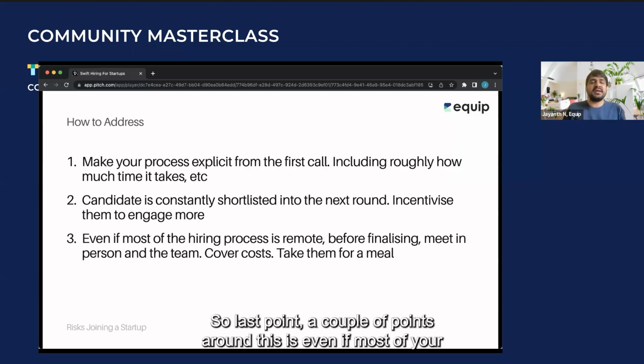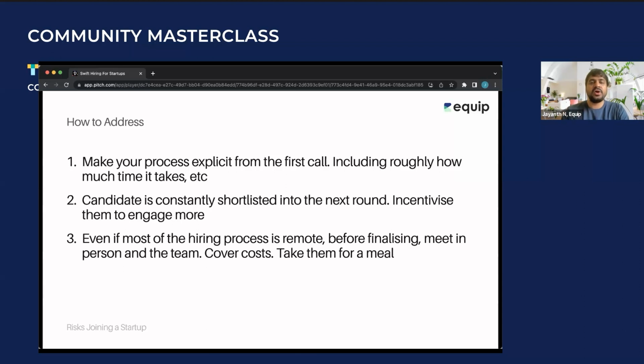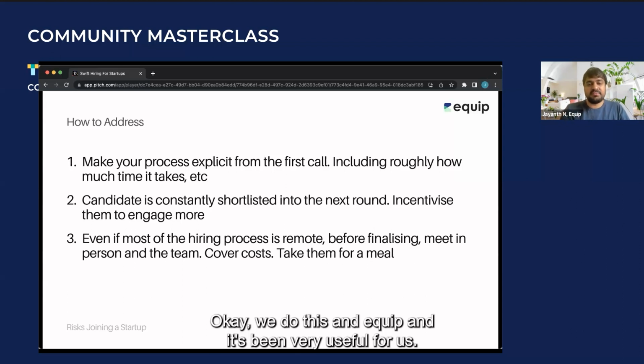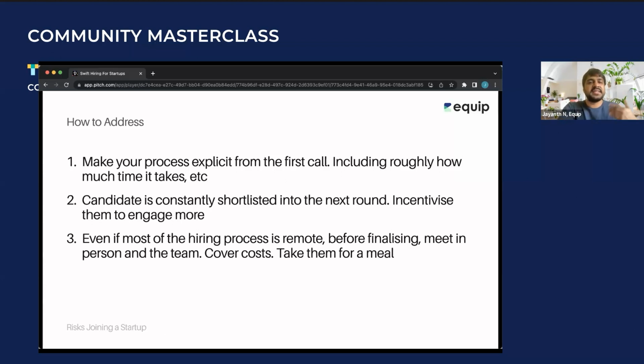So last point, a couple of points around this is, even if most of your hiring is remote, I would suggest that you meet the candidate in person just before you make the offer. Okay, we do this at Equip, and it's been very useful for us. The last round before we make the offer, we invite them to our office. They spend a day with us.